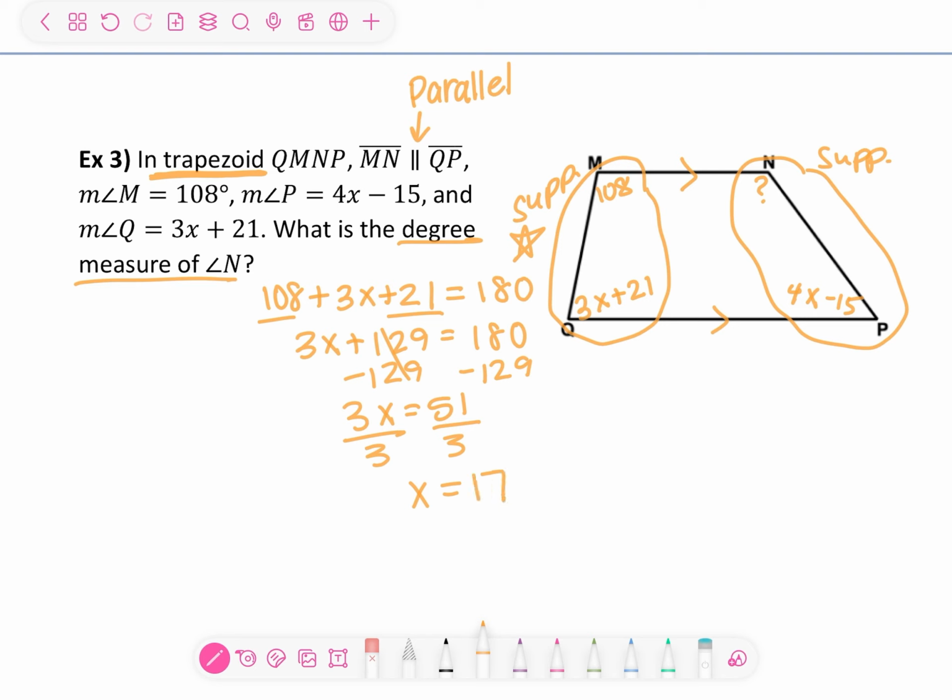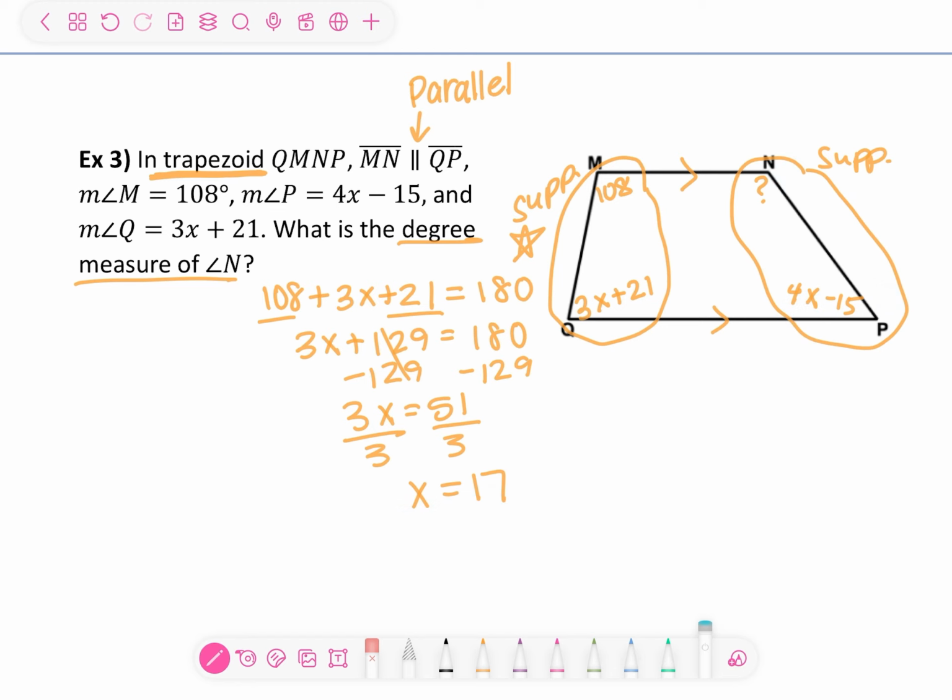Okay. But that's not the answer that we really wanted, right? We didn't want x equals 17. We wanted the degree measure of angle N. But good news, I have the x value. And what I see over here is wherever angle N is, its relationship is supplementary with angle P. And P contains an x. So if I were to take this x value and plug it into P, I'll know what P is in terms of a degree measure, right? And then I can use that supplementary relationship to find N, and I'm done.